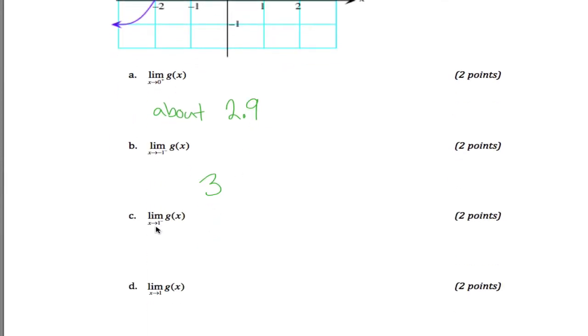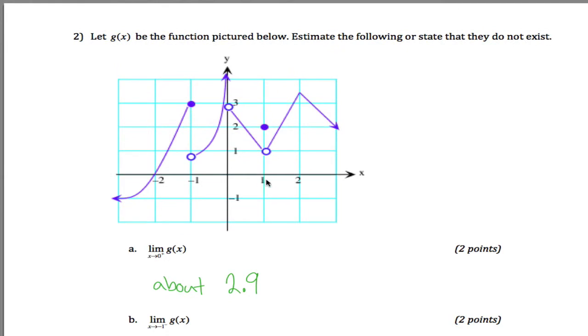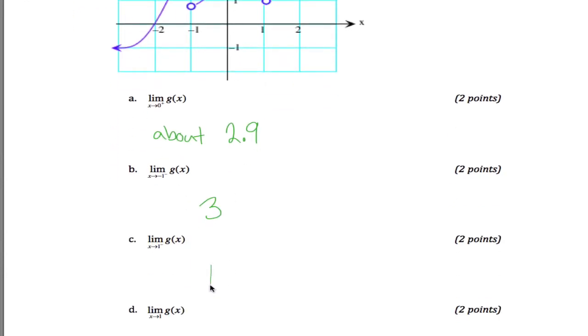All right, what about if we're approaching 1, but now from the negative side? So here's 1. I'm coming at it from the left. So I'm on this line right here. Looks like my height gets really close to 1. So I'm going to say that's 1 right there.